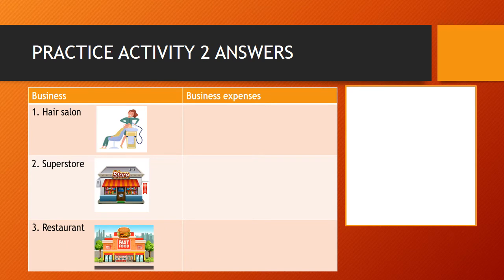Now we discuss answers for practice activity 2. In practice activity 2, you are given a table. On the left hand side, the businesses. On the right hand side, you need to write 5 possible business expenses that the business could have.